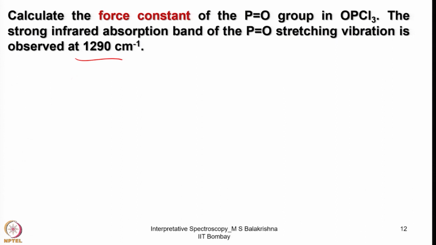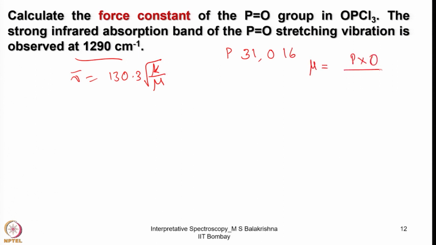So now let's look into the simplest one. This one is 130.3 into square root of. Here, when we consider P, atomic weight will be 31 and oxygen is 16. So mu is P into O over P plus O atomic weight. So this is 31 into 16 over 31 plus 16. This comes around 10.55. You can calculate. So this is the value we get. And here nu is given. We have to calculate the stretching force constant.